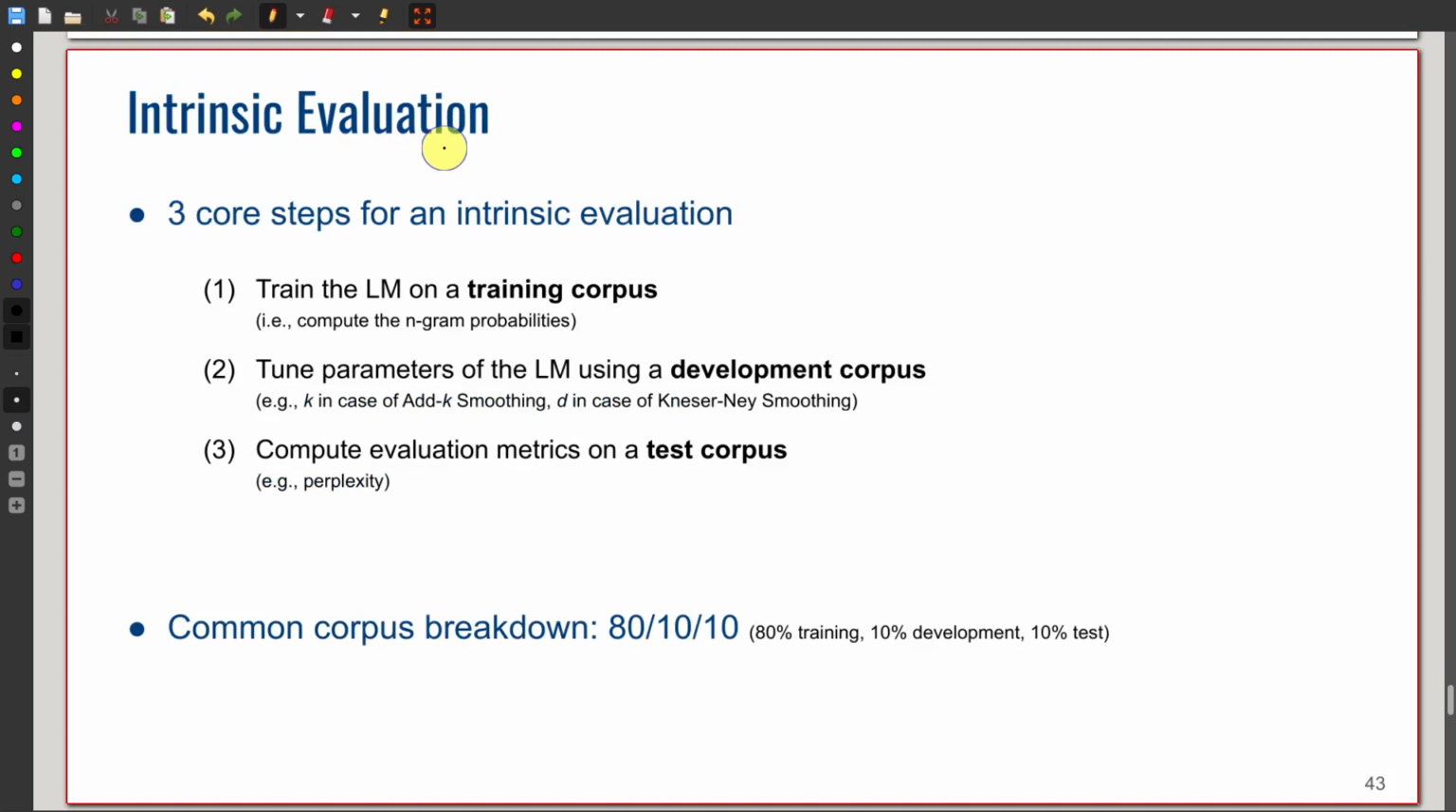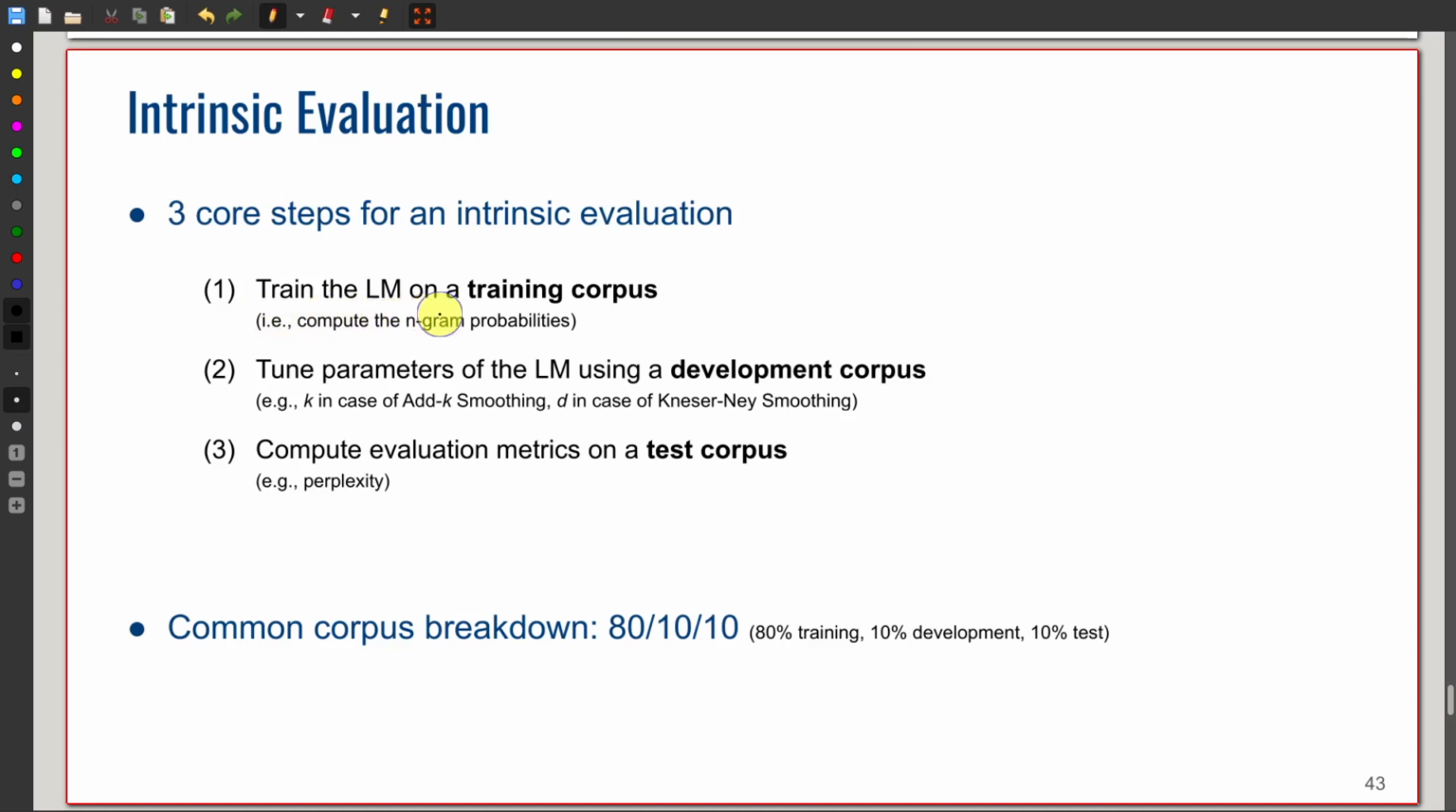Intrinsic evaluation basically has 3 steps. They mirror what you might find in a machine learning pipeline for building other types of systems, such as a classifier. In fact, we can think of a language model as a classifier, whether something belongs in the corpus or not.